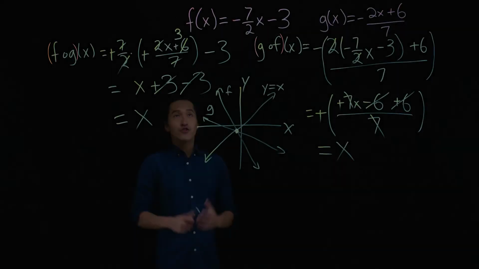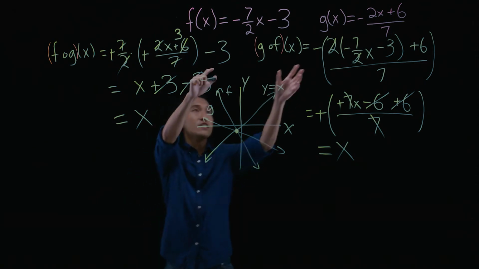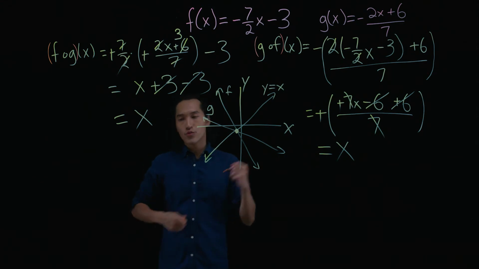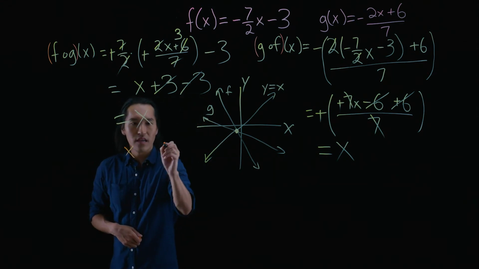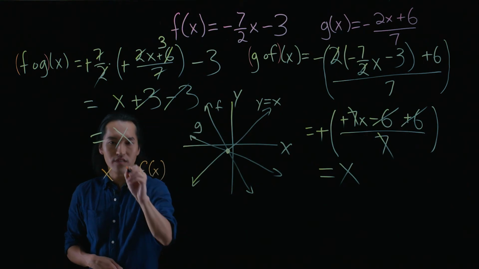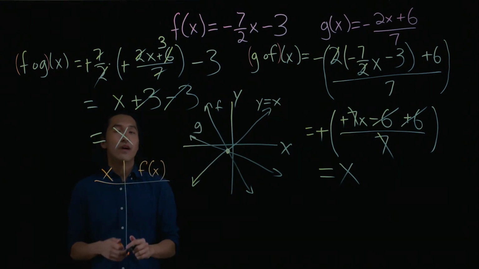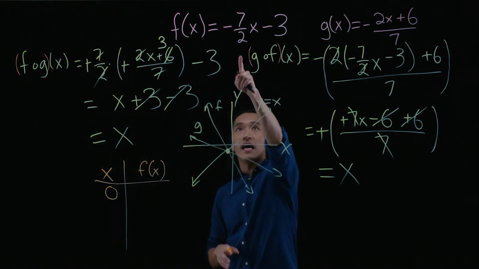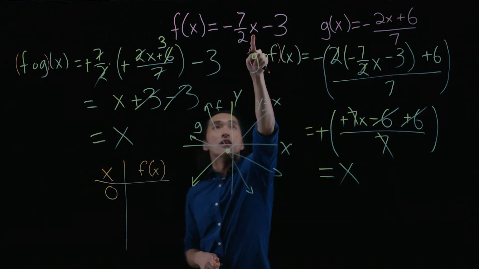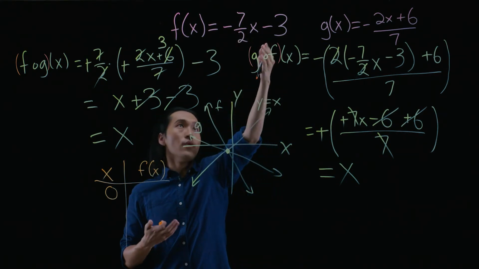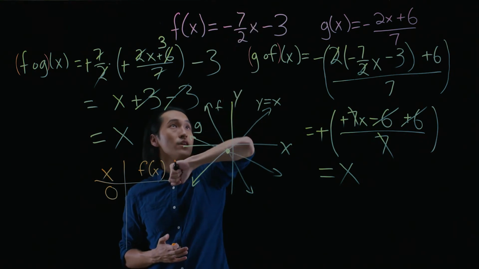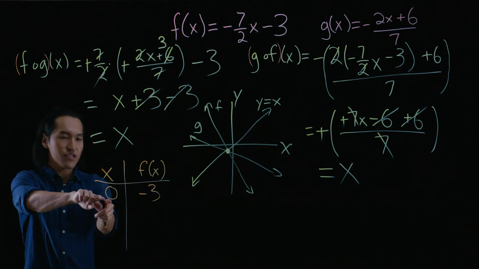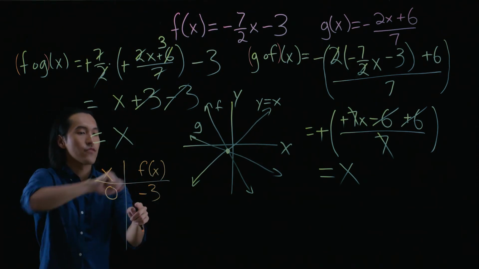There's also a third way that we can prove that these two functions are inverses, and that's by plugging numbers in numerically. Here's what I mean by that. Let's make a table. We have x and f of x. Let's start with something simple and basic, let's say 0. What happens if we plug 0 in for x in the f of x function? Well, 0 here will multiply this fraction, and anything times 0 will be 0, so this will disappear. What we're going to be left with is just a negative 3. So if we plug in 0, we get negative 3 out from the f of x function.